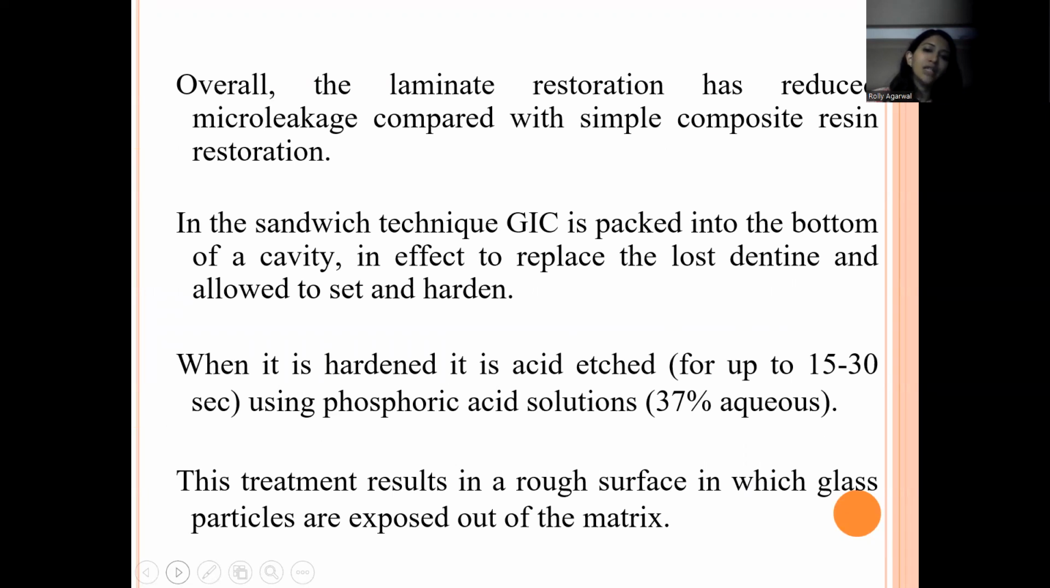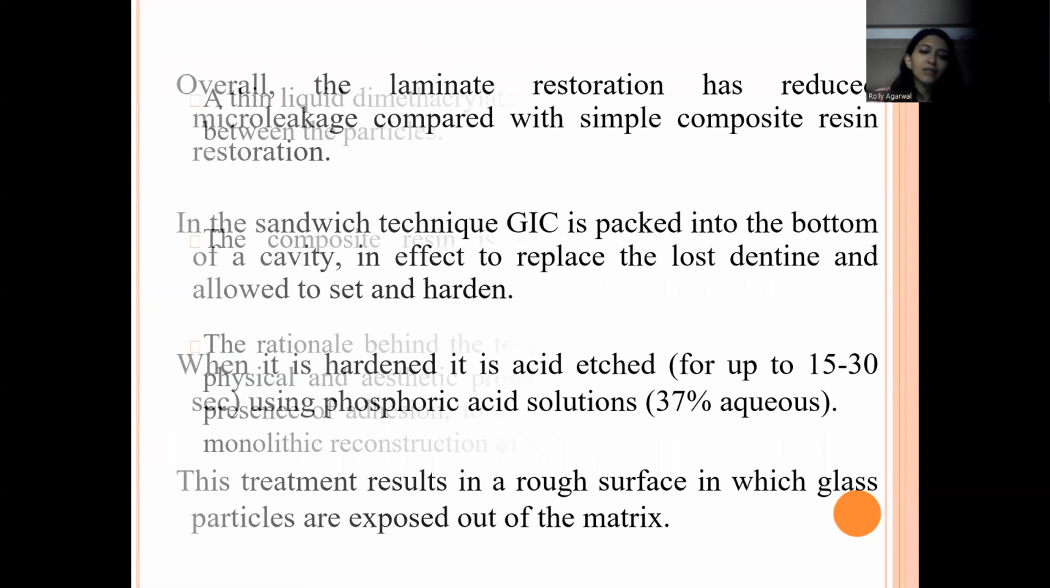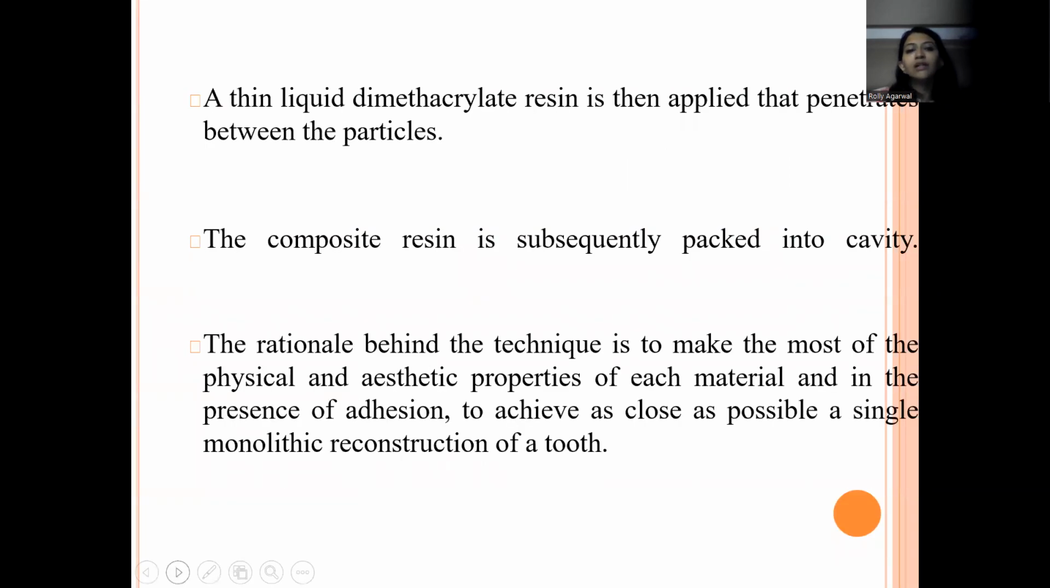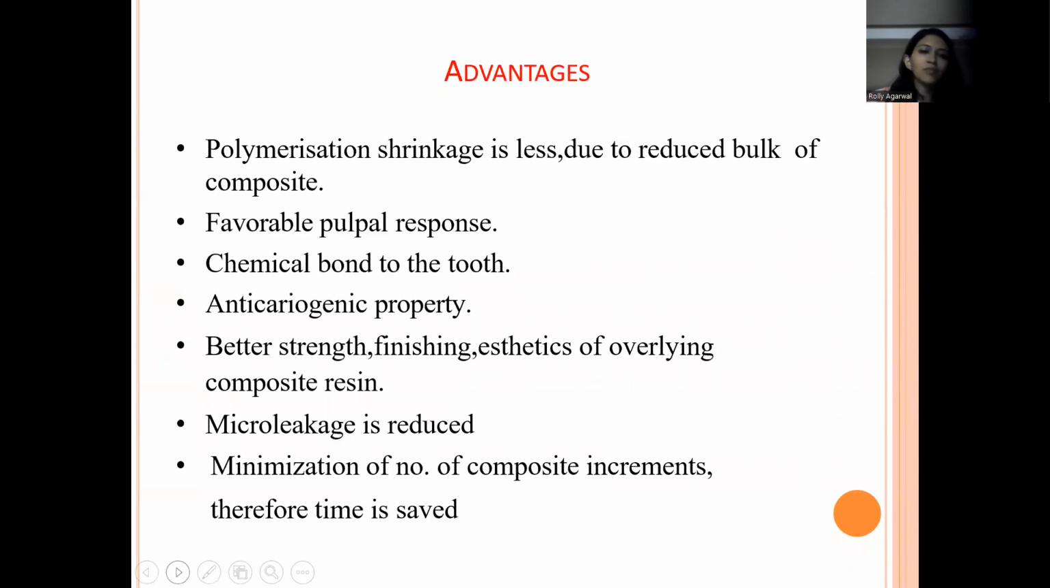GIC is packed into the bottom of a cavity, in effect, to replace the lost dentine, and allowed to set and harden. When it is hardened, it is acid etched for 15 to 30 seconds using phosphoric acid solution. This treatment results in a rough surface in which the glass particles are exposed out of the matrix. A thin liquid of the resin is applied so that it penetrates in between these irregularities, and then composite resin is subsequently packed into the cavity.